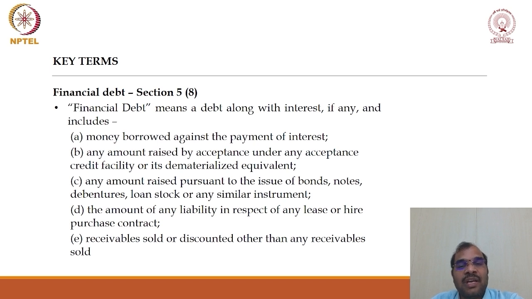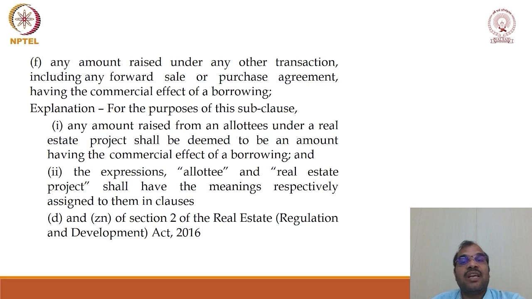The amount of any liability in respect of any lease or hire purchase contract. If I am liable to pay some rent, for example I have taken a property on lease basis and I am supposed to pay the rent, that amount is called financial debt. And receivables sold or discounted, other than any receivables sold on non-recourse basis. Then any amount raised under any other transaction, including forward sale or purchase agreement having commercial effect. Any money raised under other transactions is also included within the definition of financial debt.